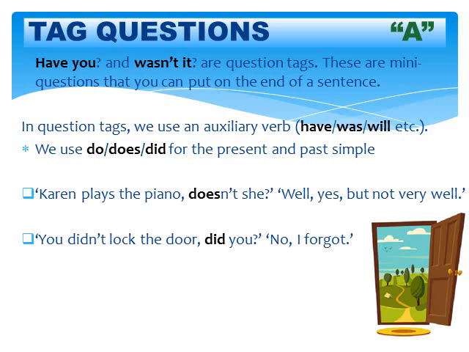Look at the first example. Karen plays the piano, doesn't she? Over here we don't have does or do, but when we talk about a person, that means we are talking about the third person: doesn't she? And look at something interesting: the sentence is positive and the tag question is negative. Later I'm going to explain that better. Karen plays the piano, doesn't she? Well, yes, but not very well.